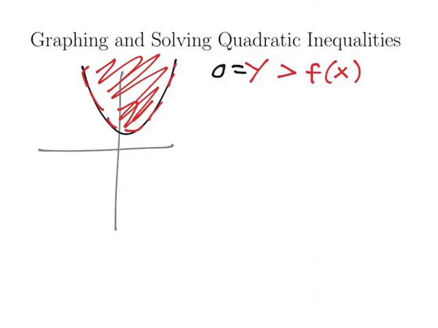Well, if this is my number line at 0, it's not shaded in anywhere. So there is no solution. X has no solution. Sometimes this is written as an O with a line through it.